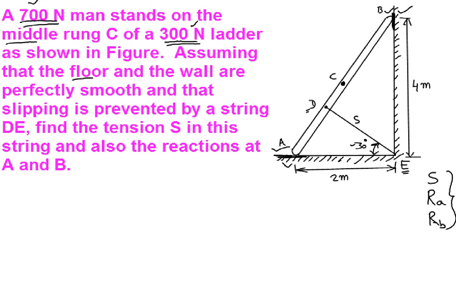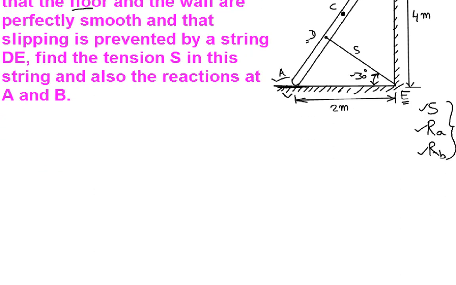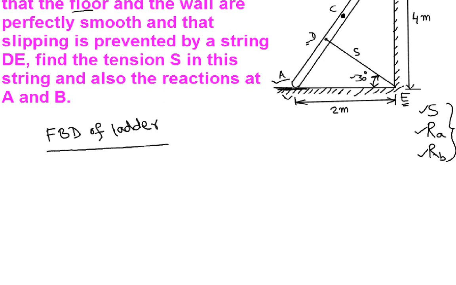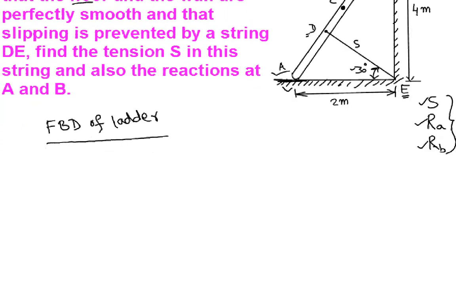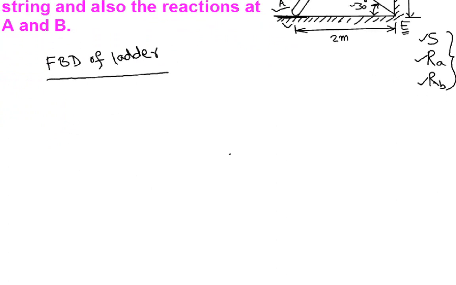Very clearly we can see that the ladder touches all these three unknowns. It is touching the string, it is touching at RA, it is touching at RB. So we will be drawing the free body diagram of the ladder. It will be very useful to draw the free body diagram as neatly as possible, and as far as possible maintaining the proportions very clearly. Let us try to do that here.